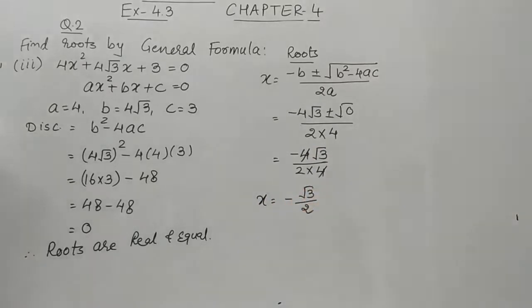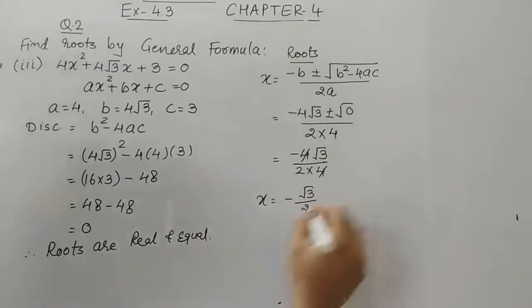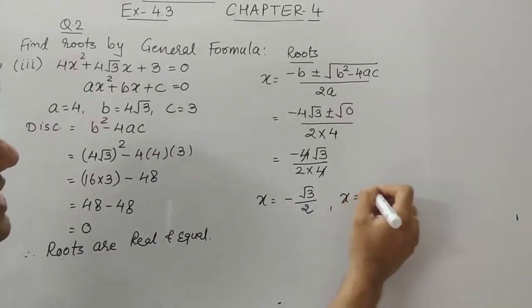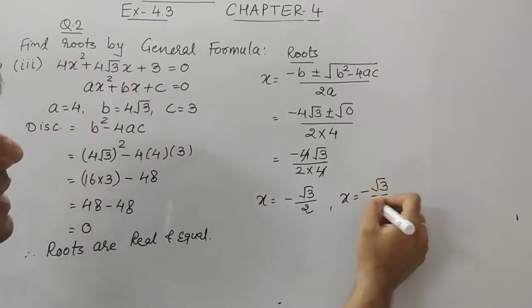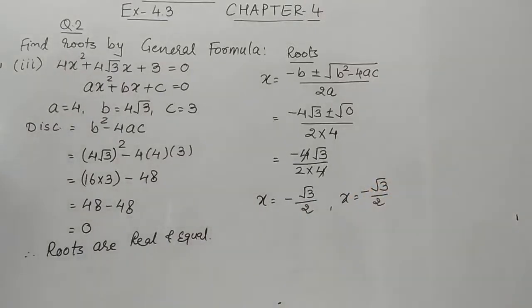So you may be surprised that we get only one value, but remember, the other root of this equation would be the same. As we mentioned here, the roots of these equations are real and equal. So there are two roots, both are the same. That is why it's called roots are real and equal.